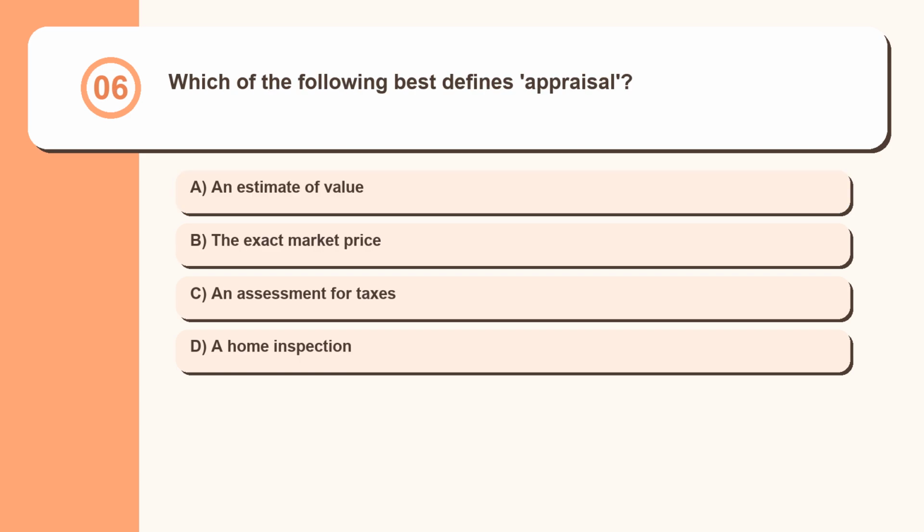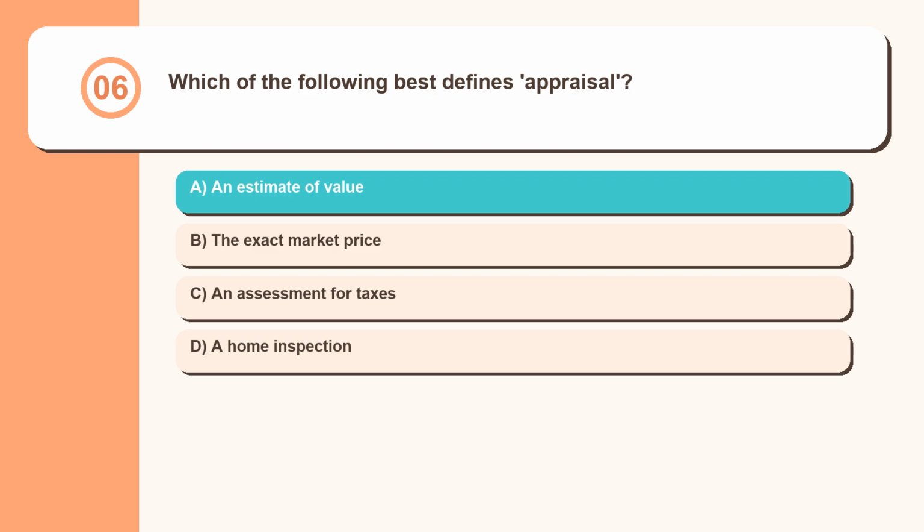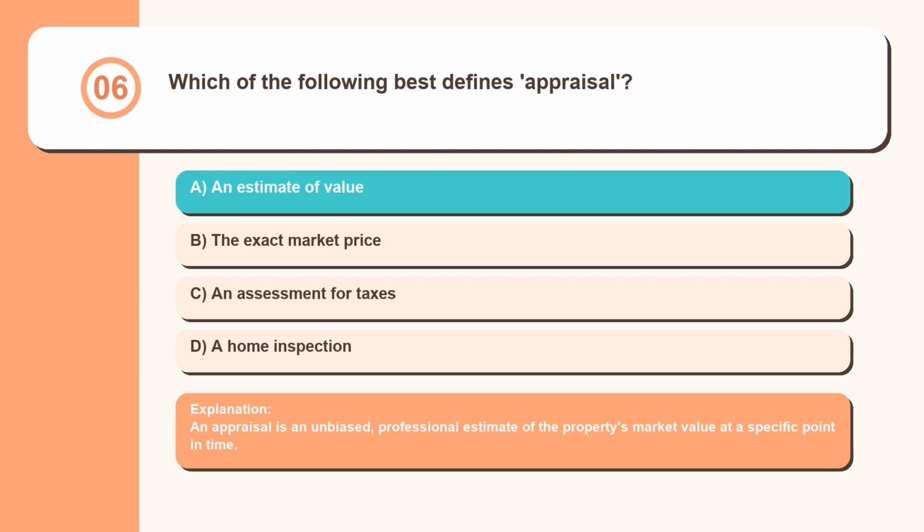Question 6. Which of the following best defines appraisal? An estimate of value, the exact market price, an assessment for taxes, a home inspection. An appraisal is an unbiased, professional estimate of the property's market value at a specific point in time.